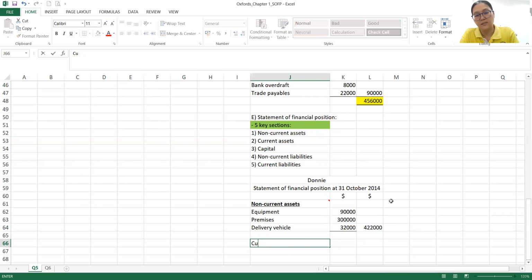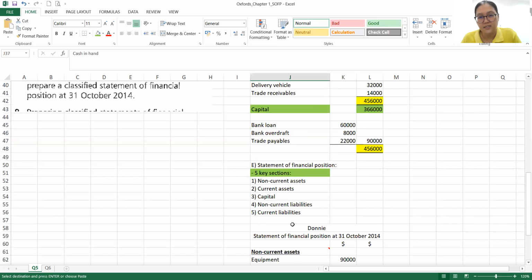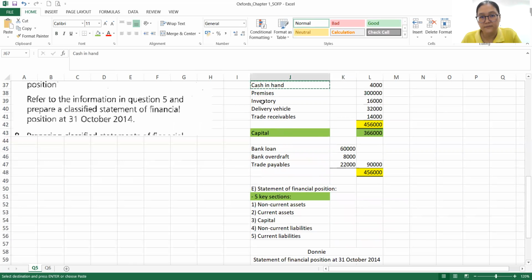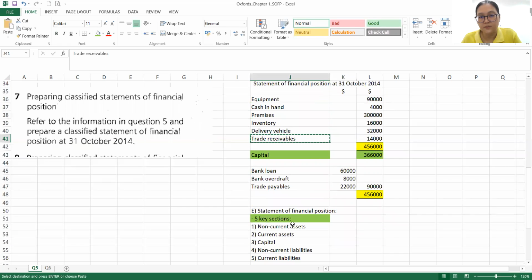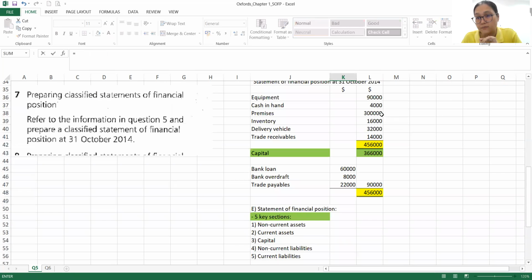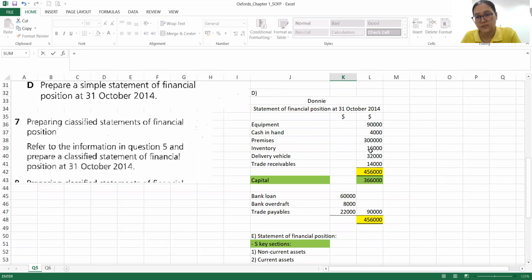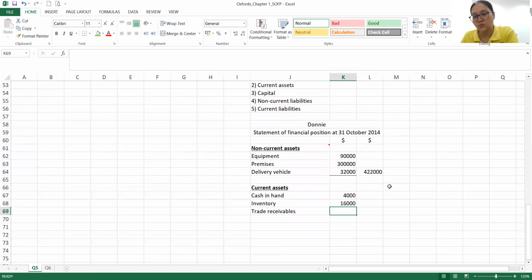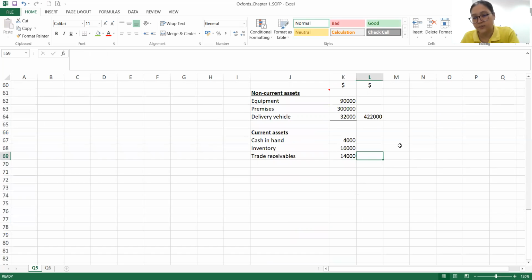The next section, current asset. So which one is your current asset? The balance of the asset is your current asset. For example, cash in hand, and then inventory, and then trade receivable. So these three items also go into the first column because we want to show the detail. Second column only put the subtotal. Subtotal is for you to know that each category equals how much. So this is a subtotal that we have.